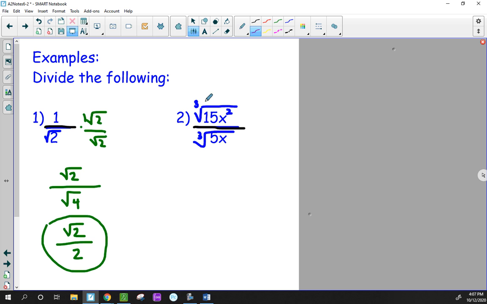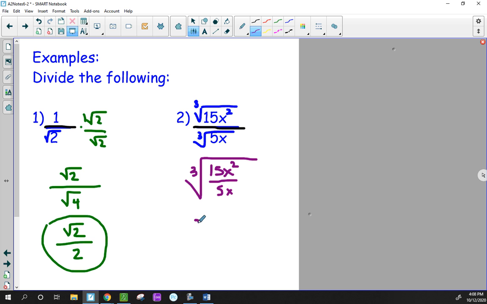Example 2, we've got the cube root of 15x to the second divided by the cube root of 5x. Notice that both of these are the same index number and they're both radicands. So one thing you can do is write this as one big fraction, especially if you know the numerator is divisible by the denominator. So we're going to say 15x to the second divided by 5x.